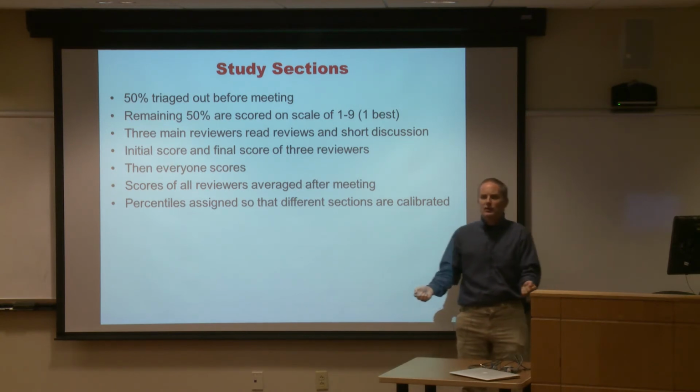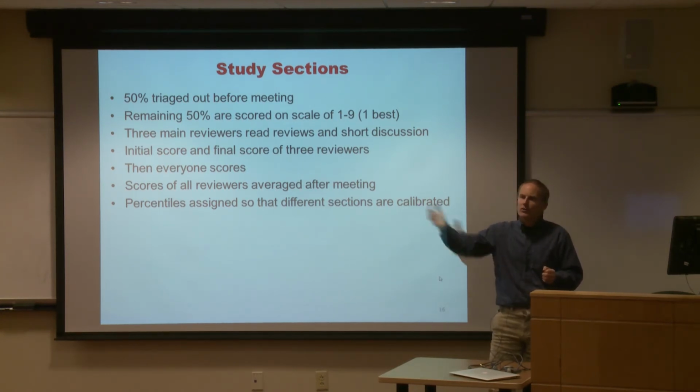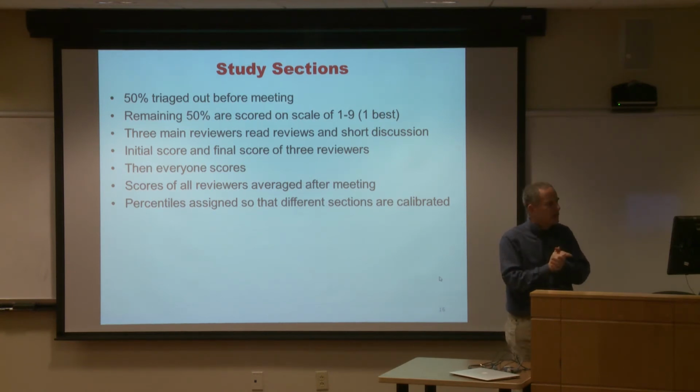The other people in the room also get to score. You have a score sheet, and you can score anywhere between 2 and 4. You can score outside that range if you want, but if you want to do that, you have to send a special note to the review chair, basically saying why you're scoring outside of the calibrated range.